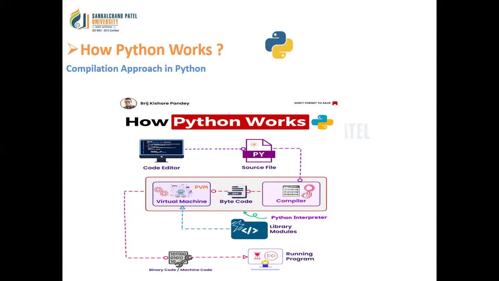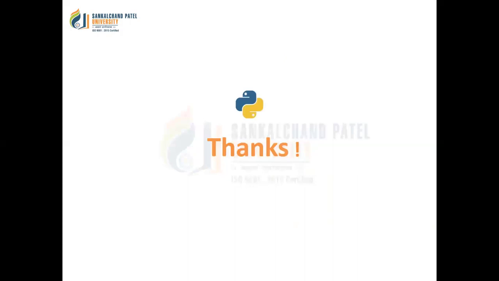We know that Java is also an interpreted language and it uses the JVM, Java Virtual Machine, to convert bytecode to machine code. Same here in the case of Python, Python uses the PVM to convert compiled bytecode to binary code. So friends, this is a basic idea of how a Python program works.